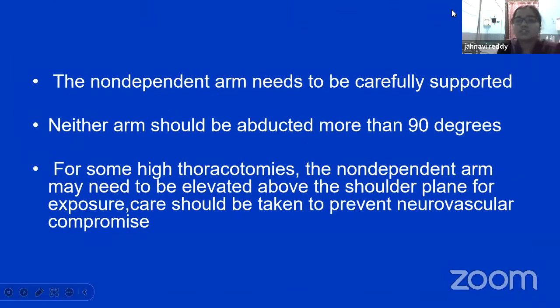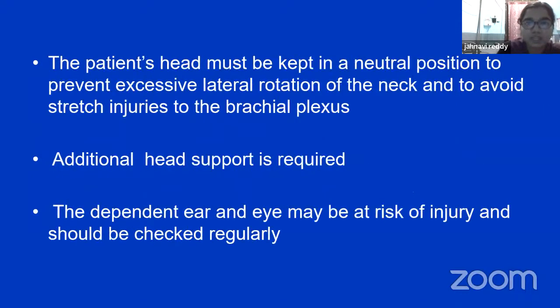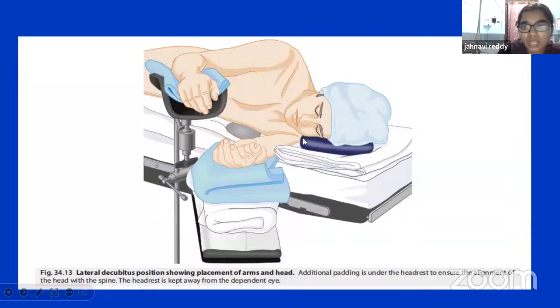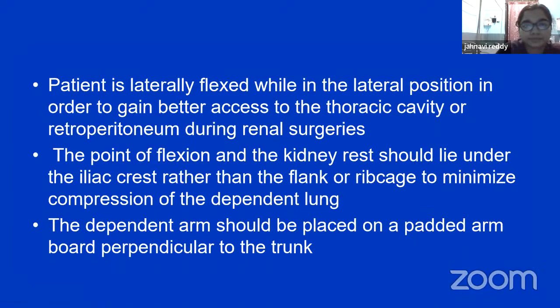And the non-dependent arm needs to be carefully supported. Neither arm should be abducted more than 90 degrees because it will eventually cause brachial plexus injury. And for some high thoracotomies, the non-dependent arm may need to be elevated above the shoulder plane and exposure is increased, so care should be taken to prevent neurovascular compromise. The patient's head must be kept in a neutral position to prevent excessive lateral rotation of the neck, to prevent stretch injuries to the brachial plexus. Additional head support is also needed, like this one, to prevent too much movement of the head in lateral position.